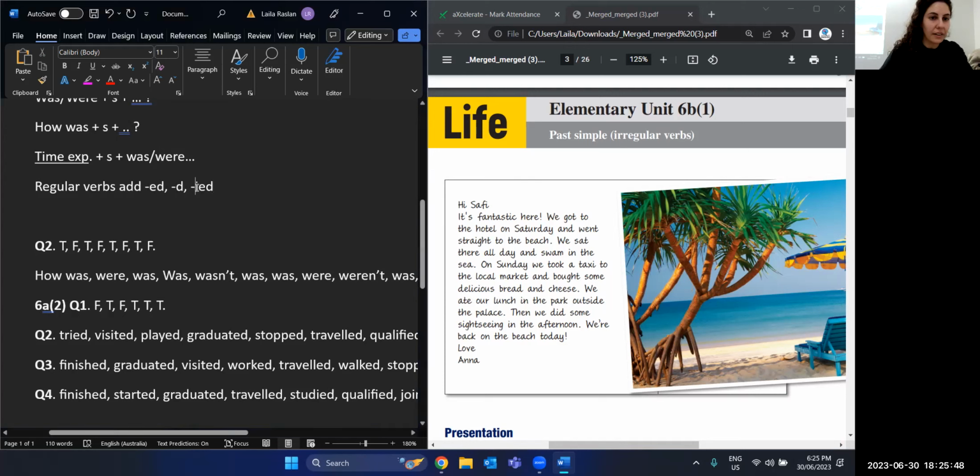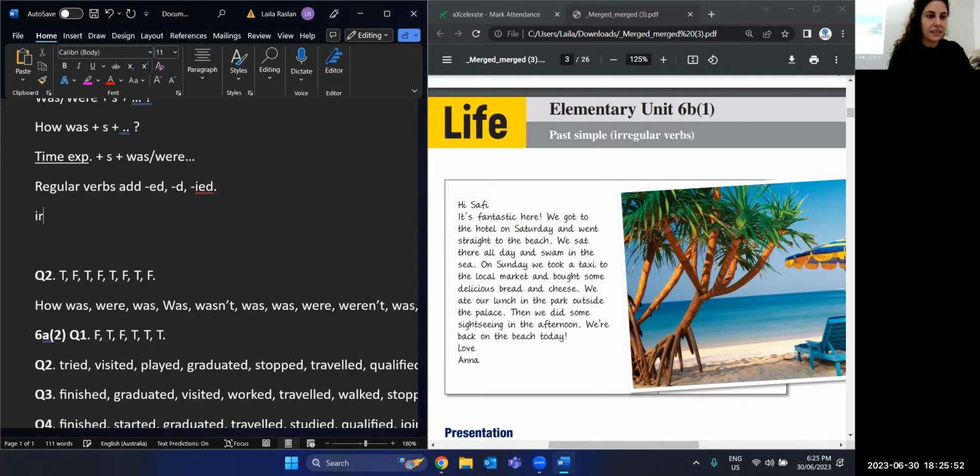Because you change the Y, remember? So let's look at irregular verbs. So what that means is they just break the rules. So I can't really write a rule for them because you just have to learn them. They just break the rules.